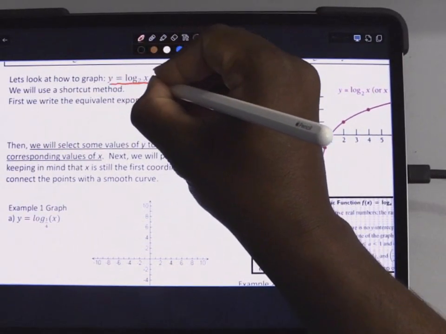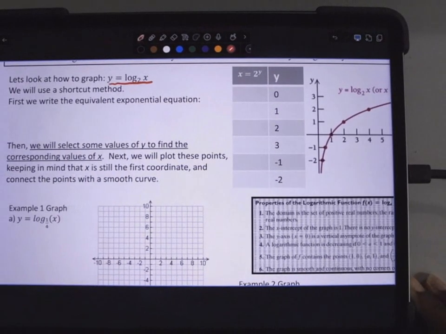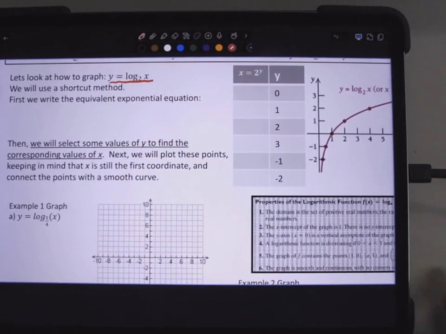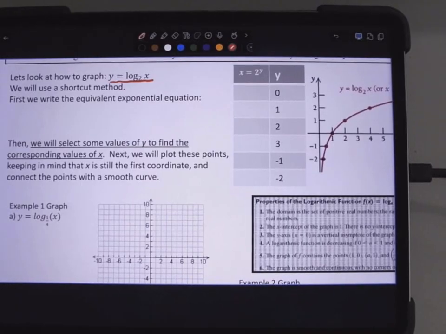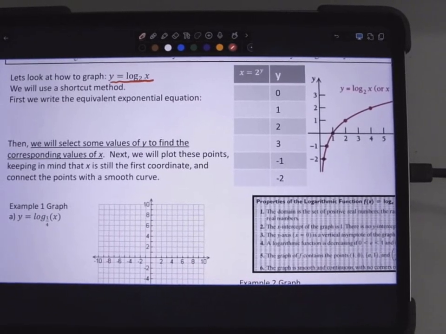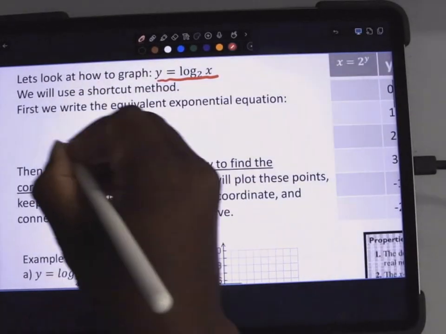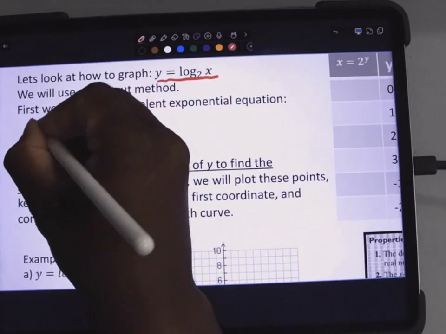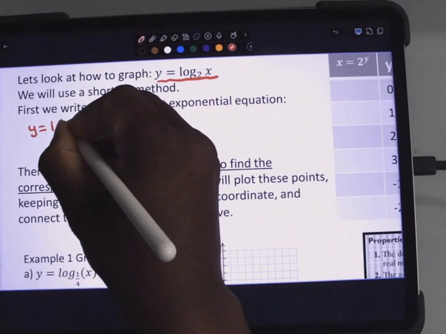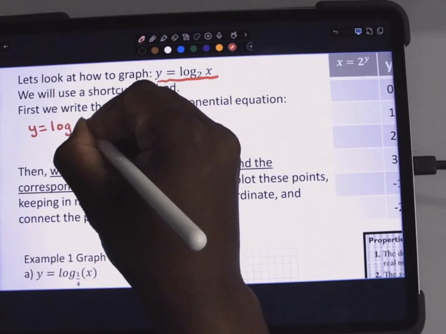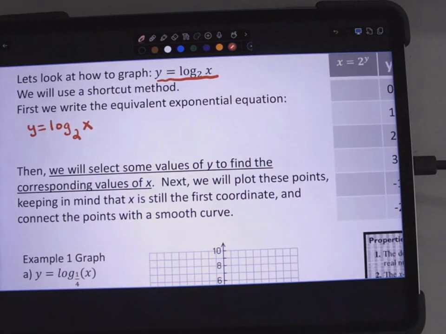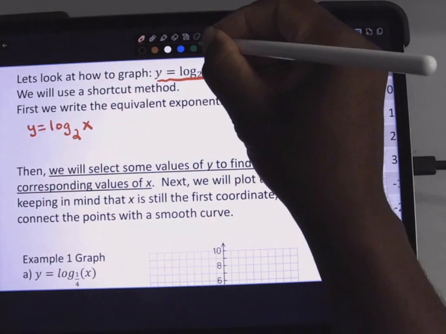y equals log base 2 of x. It could be a little bit weird, especially depending on what the base is, to try to put values of x in and figure out what values of y we get out. It's easier if we do exactly what we did in the warm-up and write it in exponential form. So let's do that. I'm going to rewrite the equation we're starting with, which is y equals log base 2 of x, and put it in exponential form.